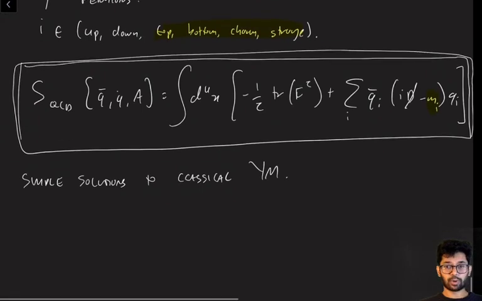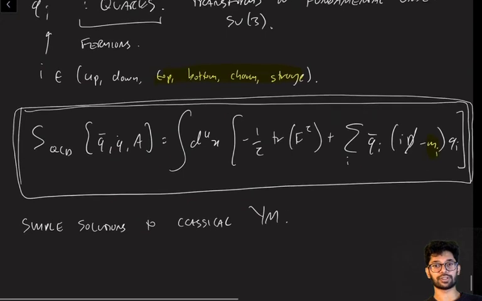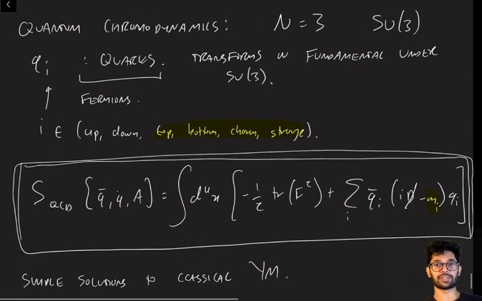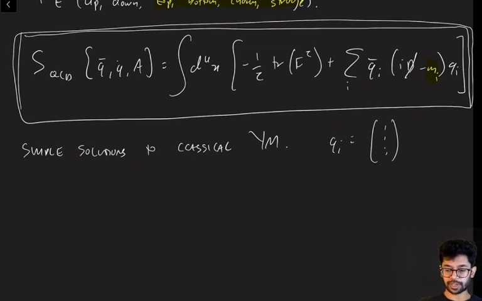So the quarks are in the fundamental, and what that means is they come in 3 varieties. There are 3 components to each quark because it transforms in the fundamental under SU(3). Each of the quarks is a 3-component object, and these 3 components are called color for some reason. So let's pick a direction in this SU(3) space.